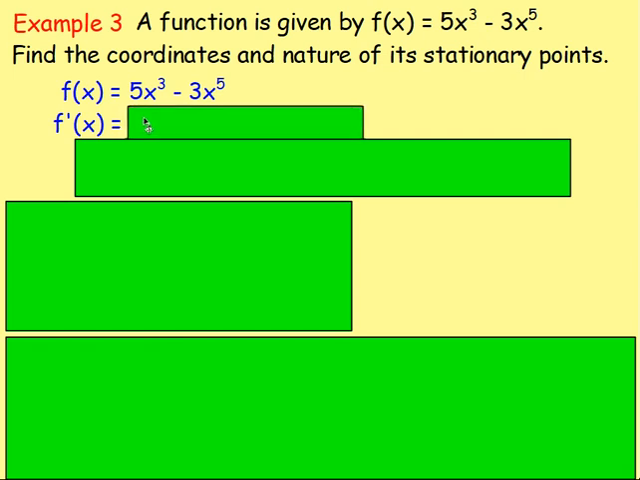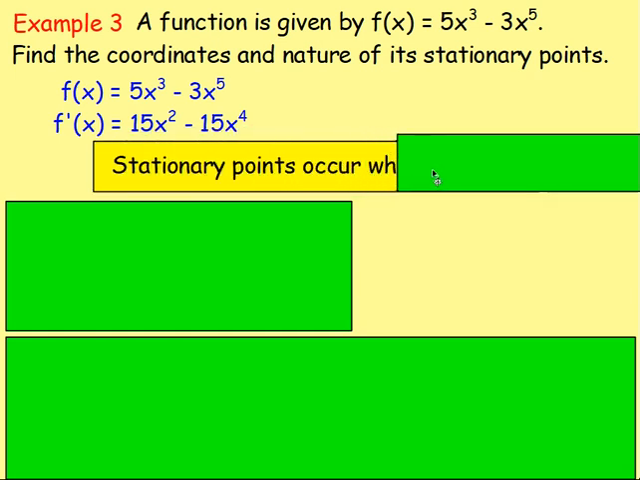Differentiating, 5 times 3 is 15, that would reduce to become x squared. Again, 5 times 3 is 15, and that becomes x to the power of 4. How do you know when it's going to be a stationary point? Well, stationary points occur when dy by dx equals 0. But in this case, you don't have y or dy by dx, you have f dash x. So you would say that.